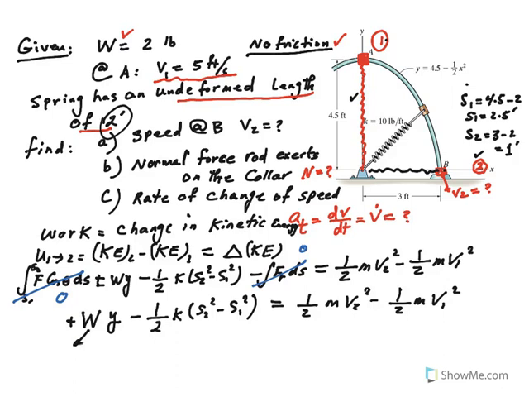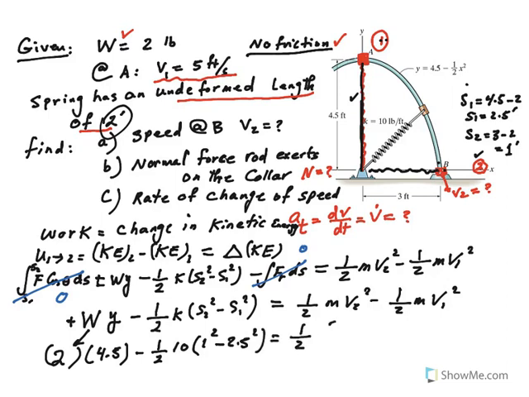So let me go ahead. Be careful with the units, guys. 2 is the weight of the object. And what is y, by the way? From position 1 to position 2, the object moves vertically 4.5 feet, so that's positive work. The work of the spring is 1/2 k, where k, remember, is 10 pounds per foot, times S2 squared, where S2 is 1, and S1 squared, where S1 is 2.5.